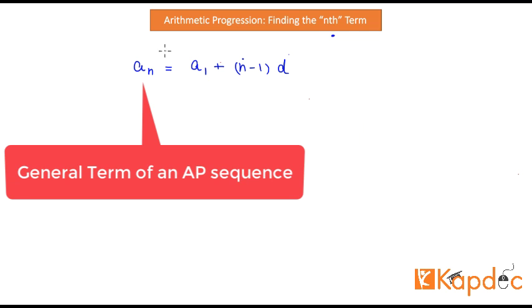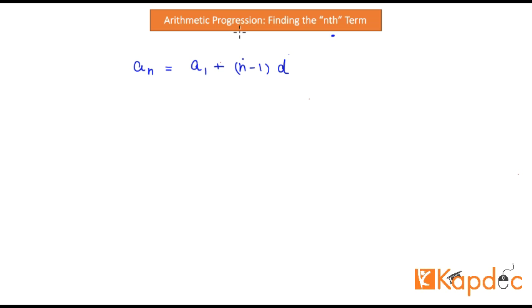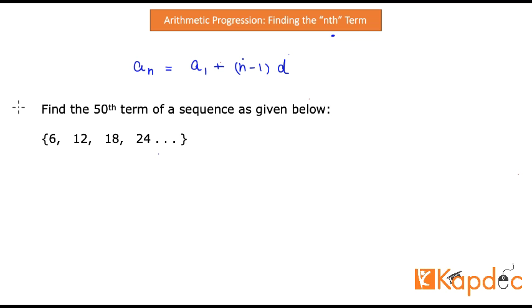So to best see the utilization of this formula and how to build stronger understanding in the AP sequence, let's go through a couple of examples. My first example is this. We are supposed to find the 50th term of a sequence as given below: 6, 12, 18, 24, and so on. What do you find from this sequence? I see that the first term is 6, so it is a1, and the difference between any two successive terms is always 6. So this is an AP sequence.